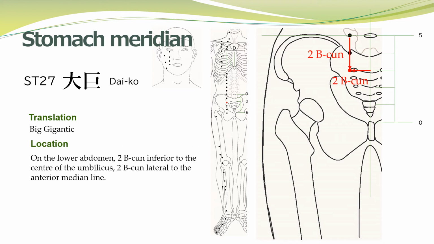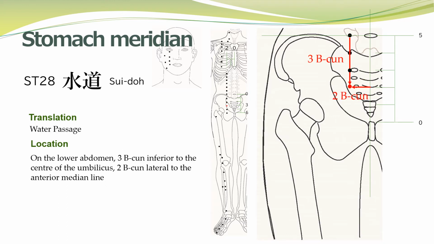ST27. Big gigantic. On the lower abdomen, 2 fcun inferior to the center of the umbilicus, 2 fcun lateral to the anterior median line. ST28. Water passage. On the lower abdomen, 3 fcun inferior to the center of the umbilicus, 2 fcun lateral to the anterior median line.